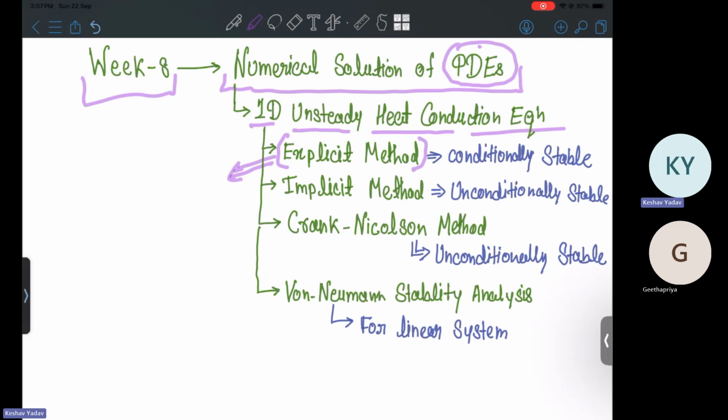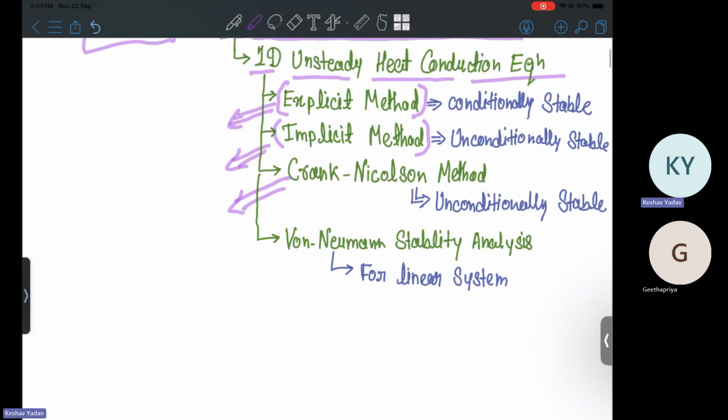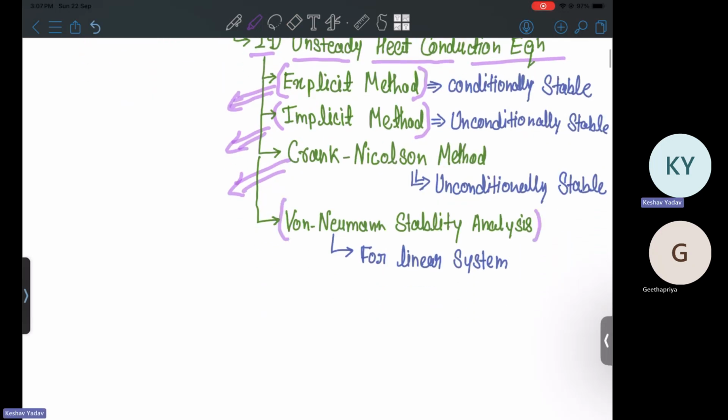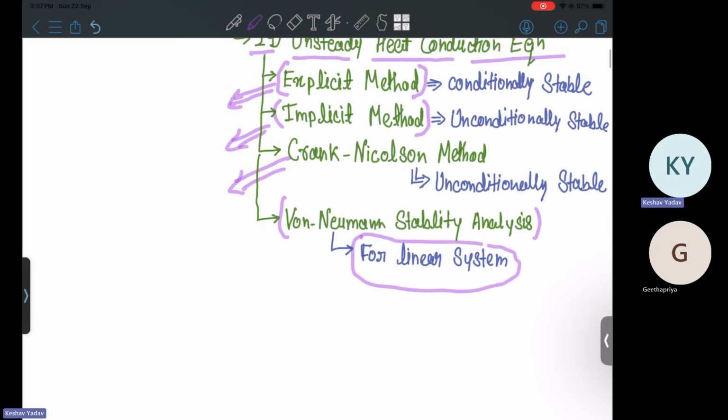First one was what? Explicit method. Second one was implicit method. And third one was Crank-Nicolson method. We have also done the stability analysis using the von Neumann stability analysis, modal analysis that can be used for linear systems. And by doing the stability analysis, what we have found is that this explicit scheme is conditionally stable, while the implicit scheme and Crank-Nicolson scheme were unconditionally stable.